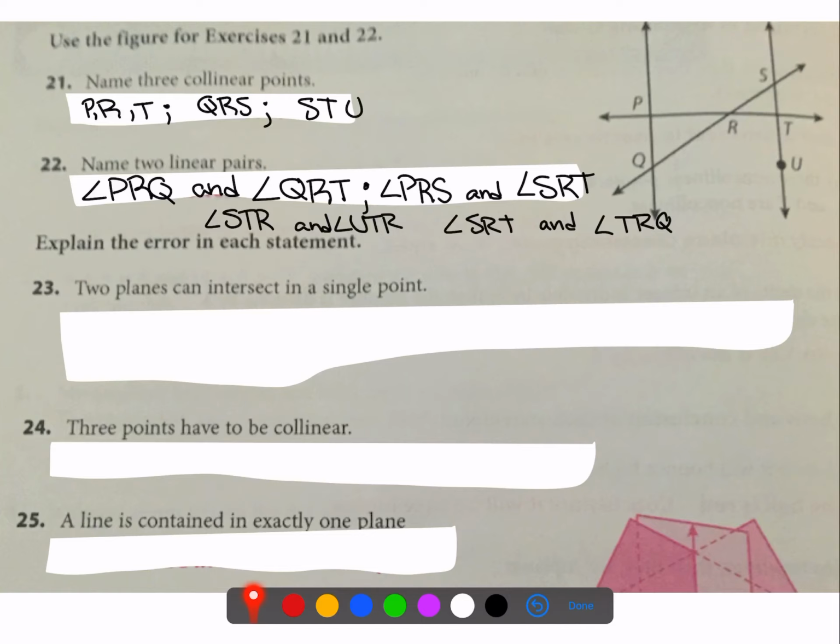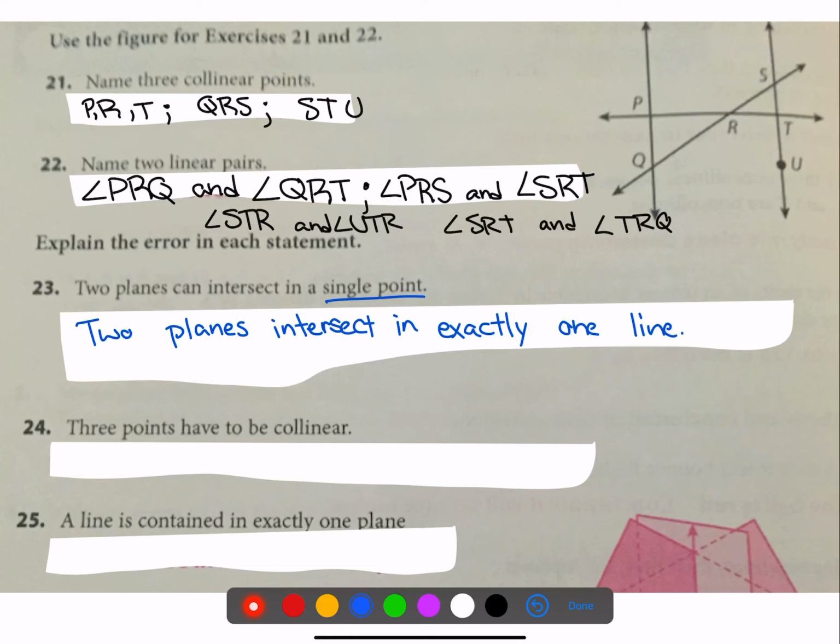Doing so will help us out for our tests because they will be asking you guys these and we need to pay attention to the details. Because if we don't, we're going to make some errors here. So first off, 2 planes can intersect in a single point. Well, we know that's false because 2 planes, and again, we're dealing with planes here, intersect in a single line, not a single point. This needs to be a line. So therefore, that's the error. 2 planes intersect in exactly 1 line.